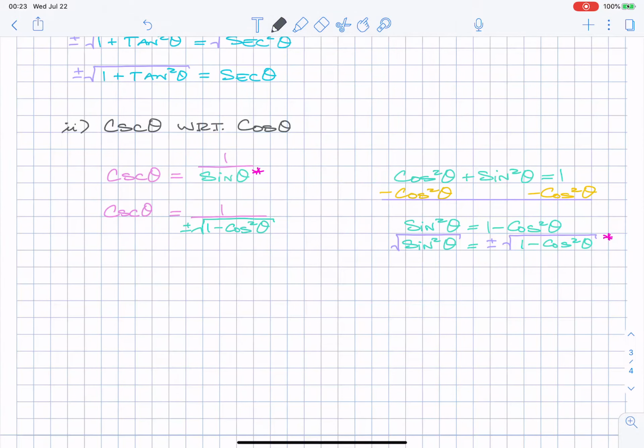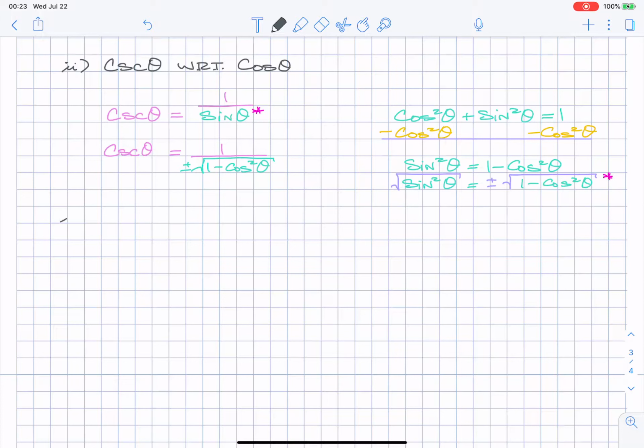So let's do number 3. Let's do tangent of theta with respect to sine of theta solely. Well, tangent of theta, of course, is sine of theta over cosine of theta, right? Let's color code this. Sine of theta over cosine of theta. Once again, sine of theta in the numerator is fine. However, I don't want cosine.